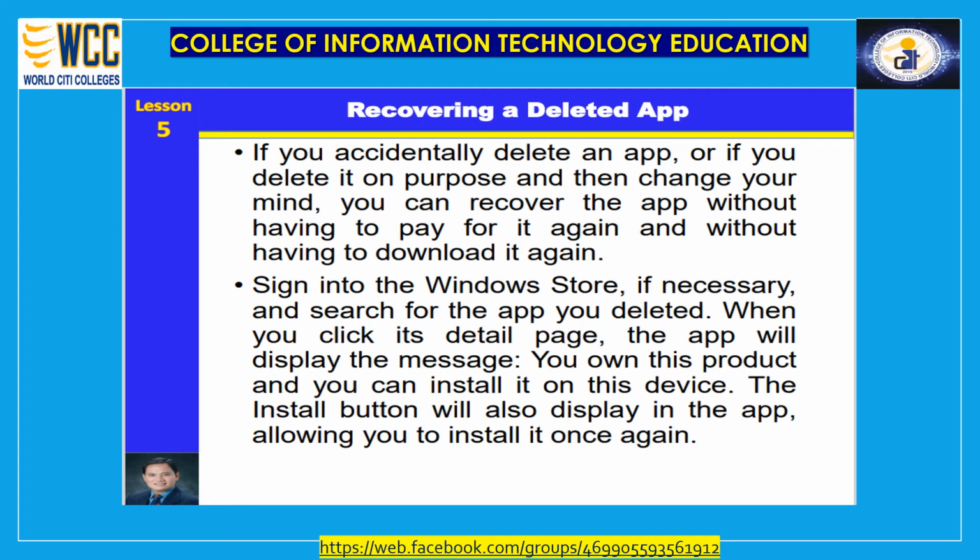Recovering a deleted app. If you accidentally delete an app, or you delete it on purpose and then change your mind, you can recover the app without having to pay for it again and without having to download it again. Sign into the Windows Store, if necessary, and search for the app you deleted. When you click its detail page, the app will display the message, You own this product and you can install it on this device. The install button will also display, allowing you to install it again.